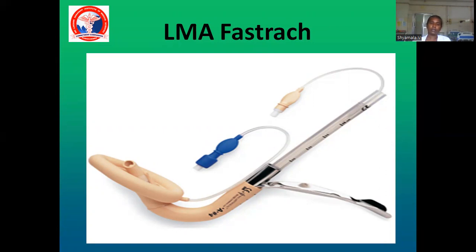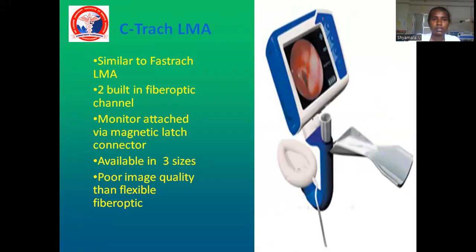You can put the fast track LMA, or the other name is, what is the other name? It is the intubating LMA. With that fast track LMA, then you have to put the endotracheal tube. This is the C track LMA, same like fiber optic. We can visualize the glottis. Once you visualize the glottis, then you can put the endotracheal tube.